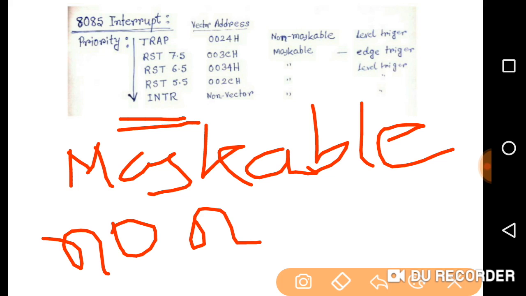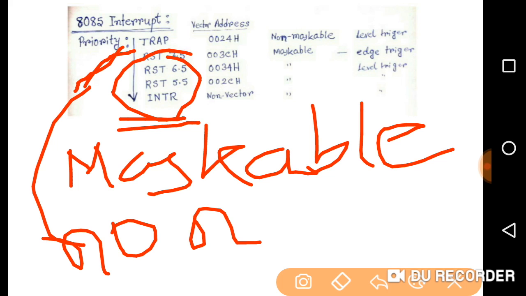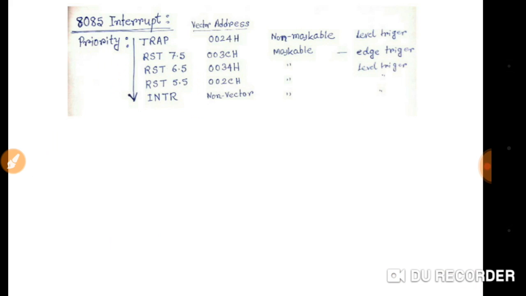The example is also given here. Look at this, the trap. The first interrupt, trap. This is the only non-maskable interrupt. The rest 4 interrupts, RST 7.5, RST 6.5, RST 5.5 and INTR, are maskable interrupts. Means without trap, the 4 interrupts may be delayed or may be rejected.